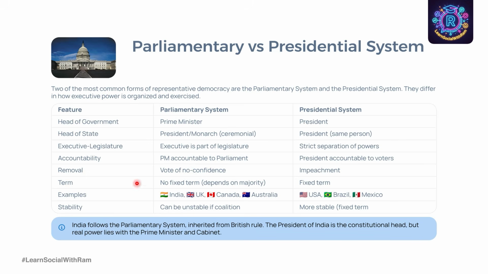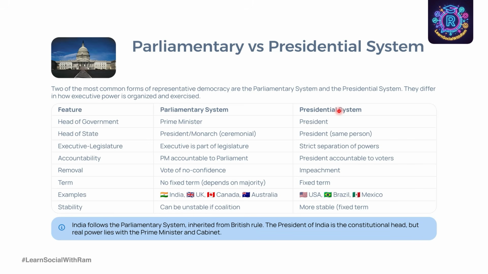With respect to term, there is no fixed term, it always depends on majority. And examples for the parliamentary system are India, UK, Canada and Australia. And when it comes to stability, it can become unstable if a coalition government got elected. Now let us try to understand the presidential system.